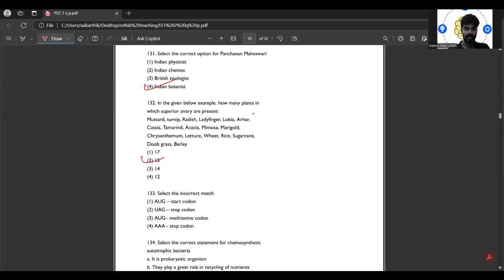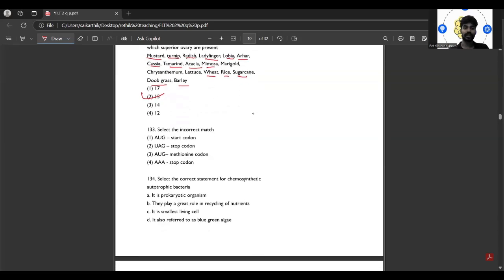So it is present in the mustard, then the tripsin, then the radish, the lady's finger, then the lobia, arhar, then cassia, then tamarind, then it is also present in acacia, then mimosa. Marigold it is not present. This is also not present here. The wheat, it is present. Then rice, sugarcane, doob grass, and barley. So totally 15 are there. Yeah, 15 is the correct answer out of 18.